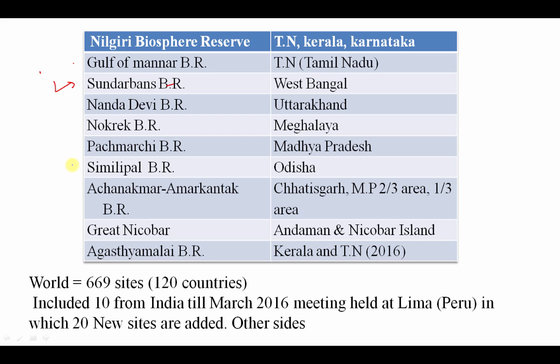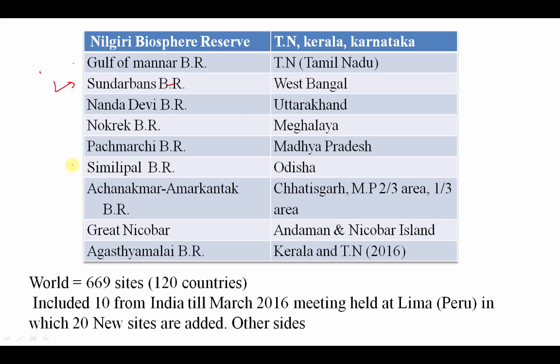So first of all, the Gulf of Mannar Biosphere Reserve. It is in Tamil Nadu. Second, Sundarban. Sundarban is a very famous biosphere reserve and it is the place of the largest delta in the world. The Brahmaputra and Ganga form the largest delta out there. So Sundarban is in West Bengal. Third, Nanda Devi Biosphere Reserve. Nanda Devi is in Uttarakhand.